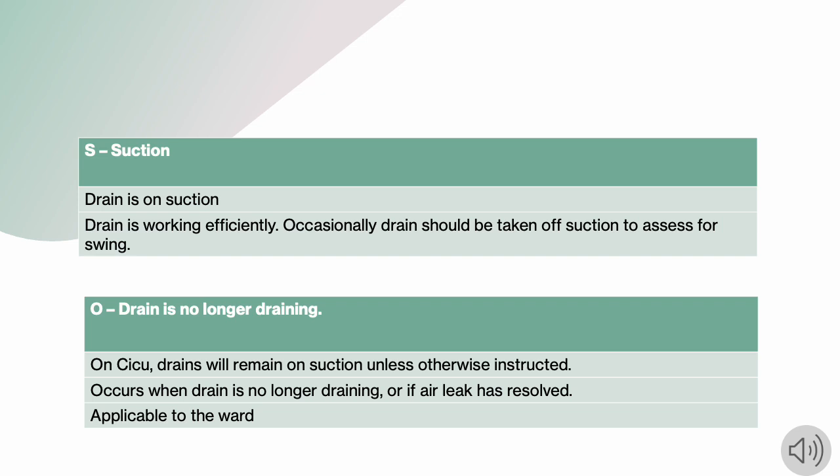In some instances, you may see the letter O documented under the behaviour section of the chest drain chart. This occurs when the drain is no longer draining or if an air leak has been resolved and there is no further fluid being drained through this drain. On CICU, drains will remain on suction unless otherwise instructed, and this form of documentation is normally found on the ward.